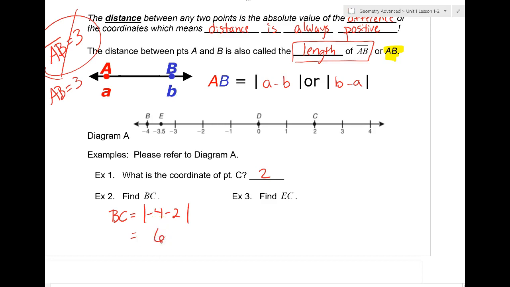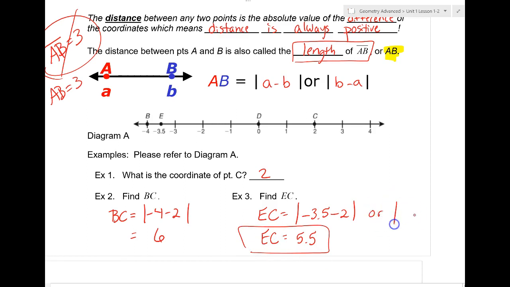Now, could I go 2 minus a -4? That still gives me 6, the absolute value of that. So remember, it can go the other way. So how would I do the length of segment EC? I like going the negative first. I don't know why. -3.5 minus 2. Isn't that going to be 5.5? Yeah. So the length of segment EC is 5.5.